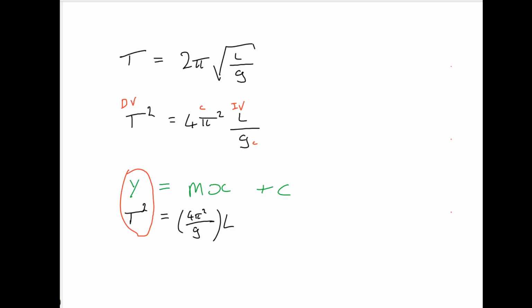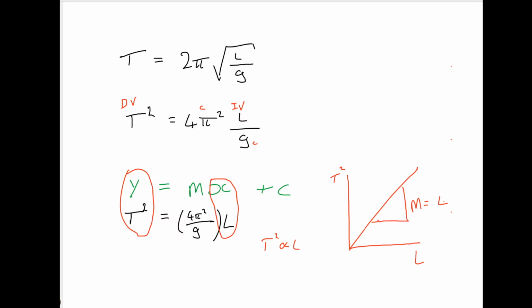So my y is t squared, my x is L. So if I plot length on the x-axis, time squared on the y-axis, that should, because t squared is proportional to L, t and l are not proportional, but t squared and l are proportional. That'll give me a straight line. And the gradient of that straight line will be 4 pi squared over g.